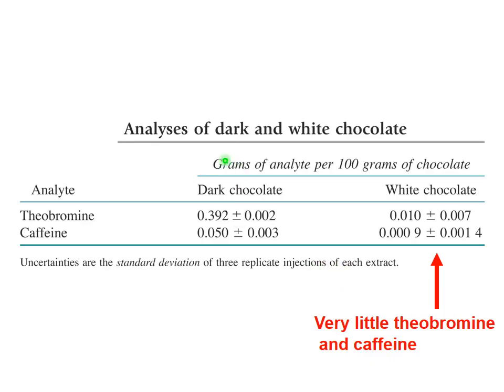Okay, so here are the results. For dark chocolate we have pretty much of theobromine and much smaller concentration of caffeine. For white chocolate we have practically nothing of two of them. I don't know why they name it chocolate, as a matter of fact.